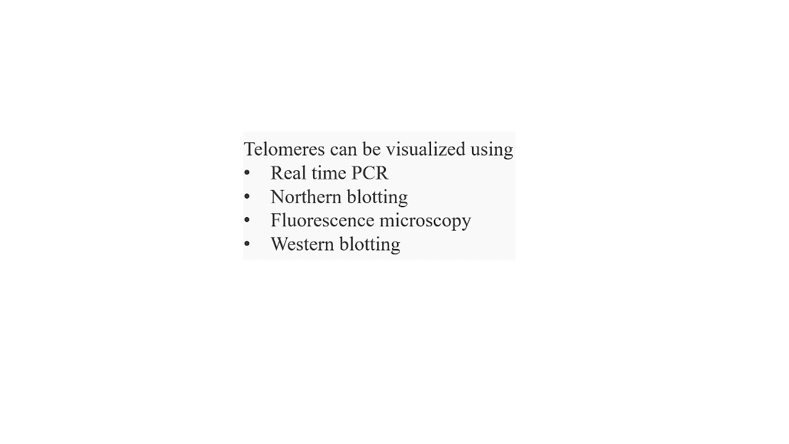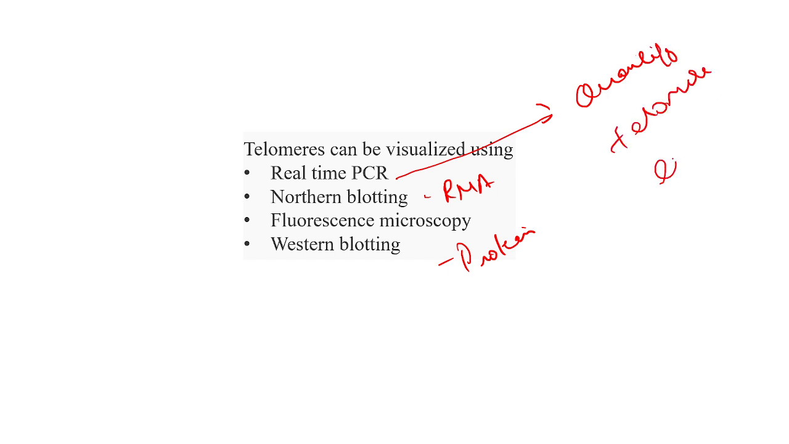If it is real-time PCR, it can quantify the telomere length, but it cannot visualize them. Northern blotting you can use to detect RNA, and telomeres are DNA, so you cannot detect them. Western blotting again is for protein, and telomeres are DNA. So this is for RNA. This is for protein. Here in real-time PCR, you can quantify telomere length, but visualization, no. So only fluorescence microscopy can be used to visualize the telomeres.